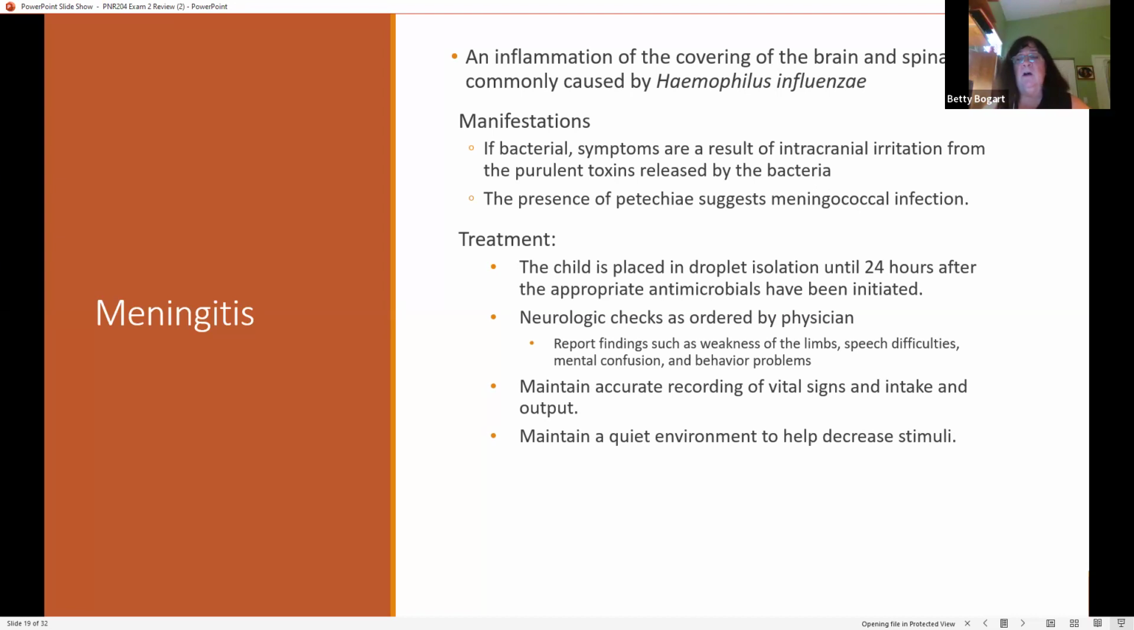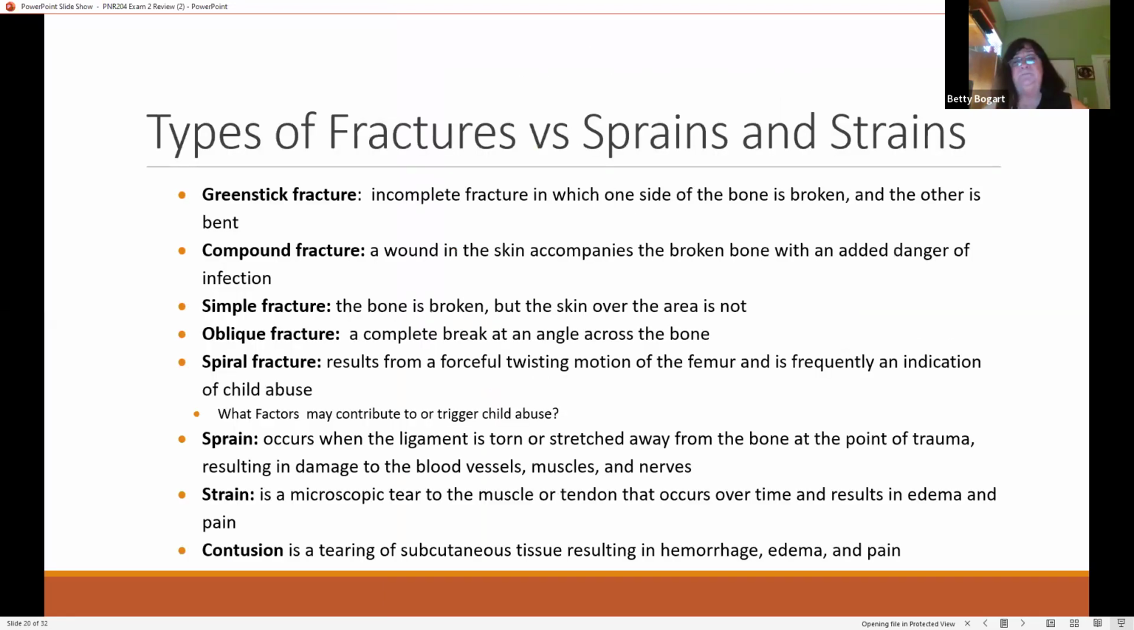So some of the neuro checks that you'll be checking, remember there's an inflammation of the brain. So we're going to be concerned about the neuro status. So weakness of limb. With meningitis and that inflammation of the brain, because of the headache and the photophobia a lot of the time, a quiet, darkened environment for them. Always record vital signs. And especially when you're talking brain and fluid balance, intake and output is very important. You don't want them to be fluid overloaded, it puts more pressure in the brain.